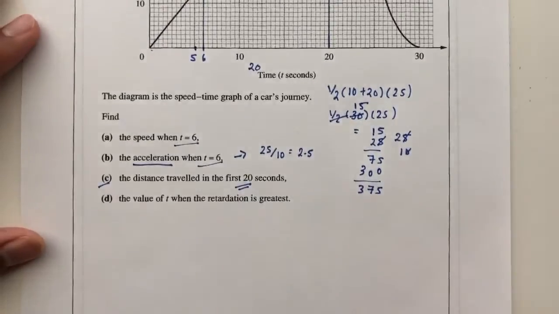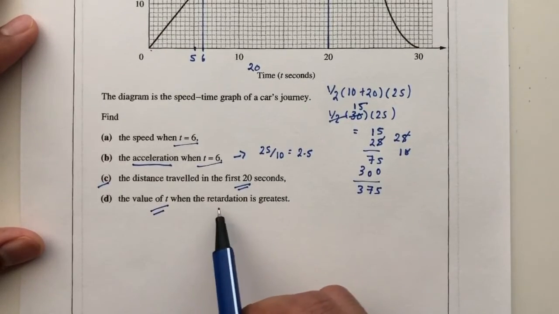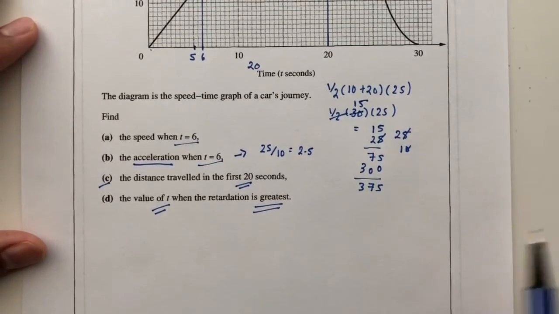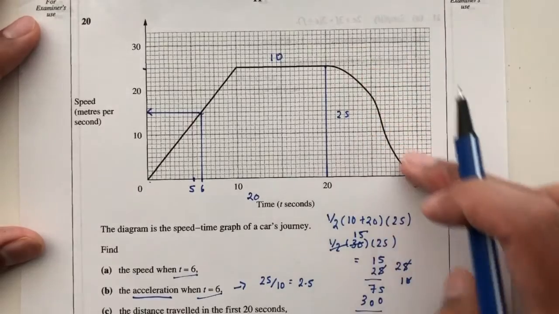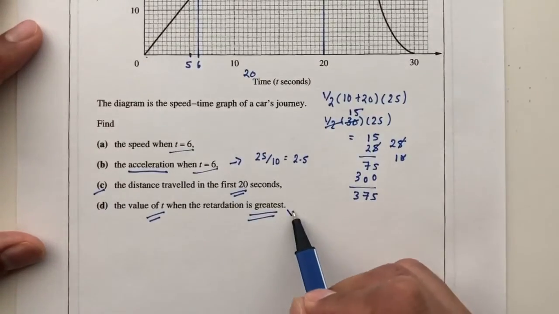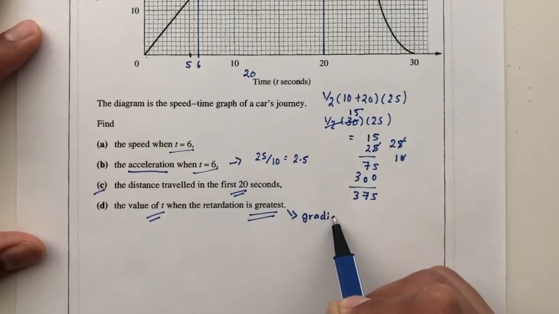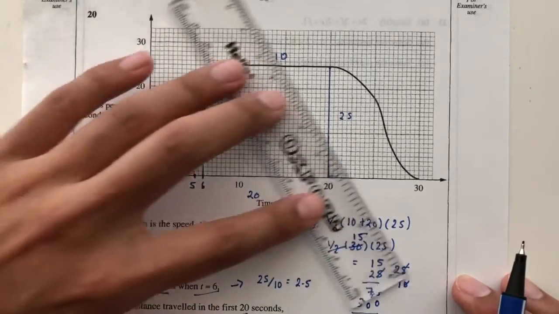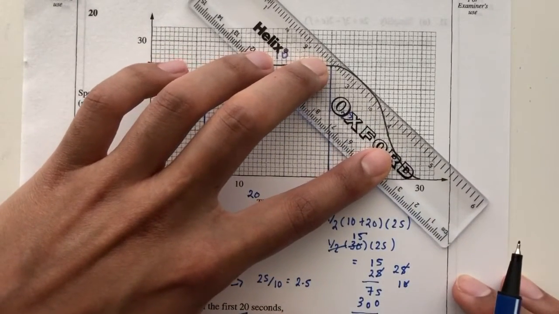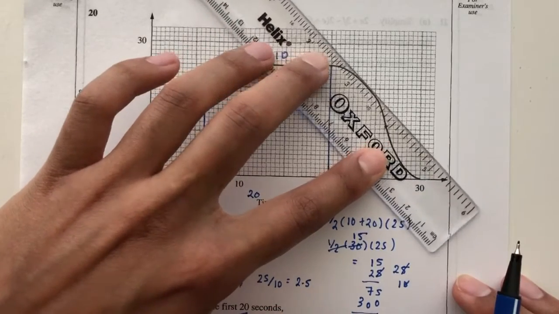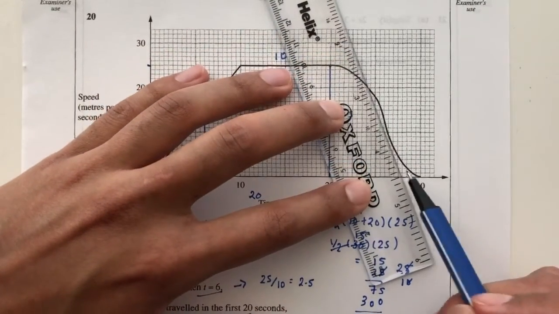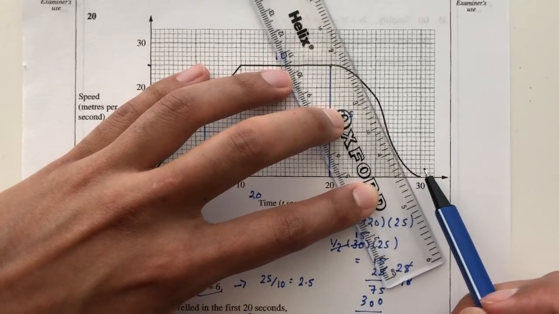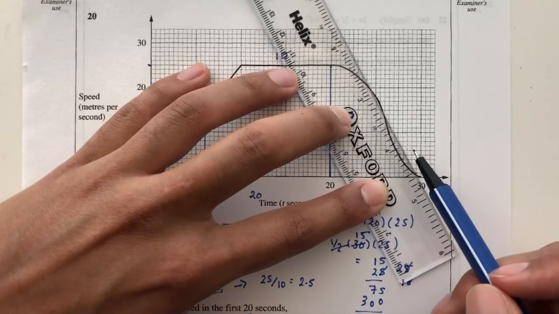Now for the last part, it says find the value of t when the retardation is the greatest. So the value of t we have to find when the retardation here is the greatest. So greatest is when the gradient is the steepest. So when is the gradient the steepest? You have to verify. This is not too bad. So here, here, here, here. But this one here, as you can see, as you approach on this line, it is the steepest. Sort of, right?